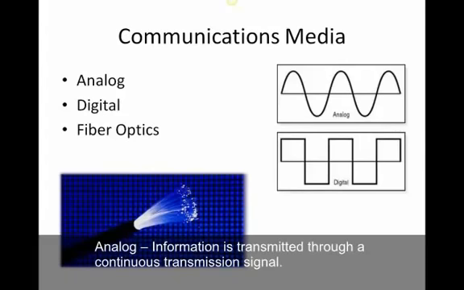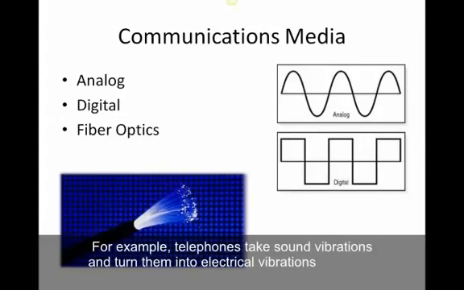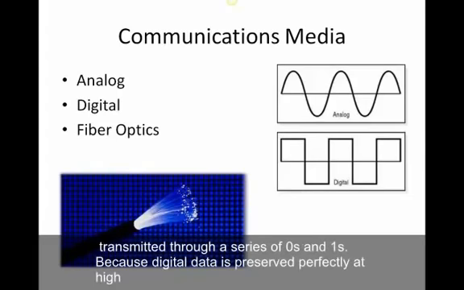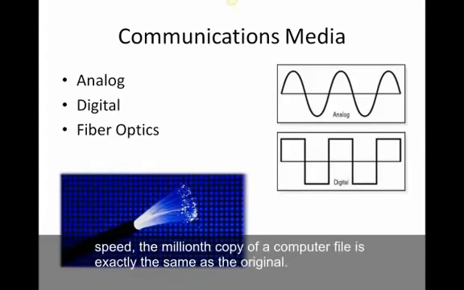Different types of communications media. First, analog, and that's information transmitted through a continuous transmission signal. A telephone, for example, takes sound vibrations and turns them into electrical vibrations before they're transmitted over phone lines. Digital is the more common these days because information is transmitted through ones and zeros. So something is either on or off. And because digital data is preserved perfectly at high speed, the millionth copy of a computer file is exactly the same as the original, which is a very nice feature.